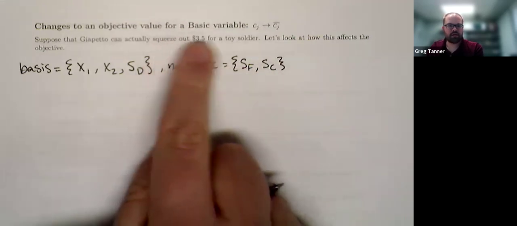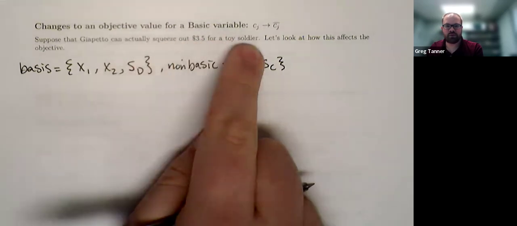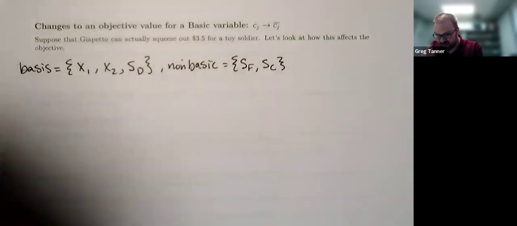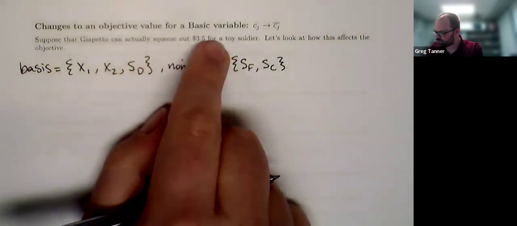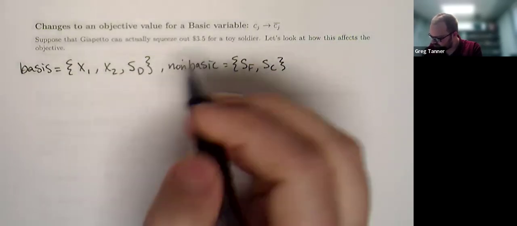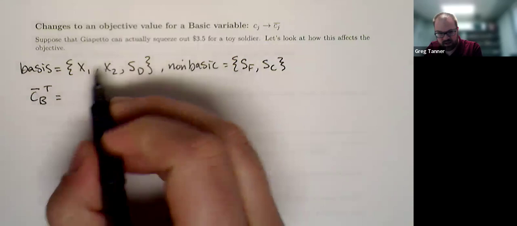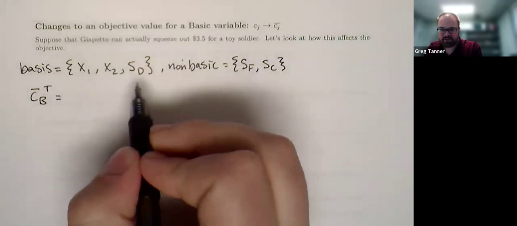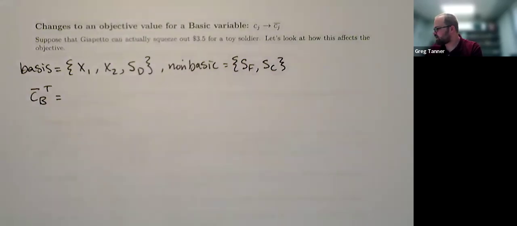Okay, so we're looking at a change to the profit for toy soldiers, which would change C1. But let's do it in general, and then we'll look at this specific change. Okay, so if we're changing one of our basic variables, CB transpose is going to depend on the order of your basis. Order matters, and that's based off of the order of the standard basis vectors.